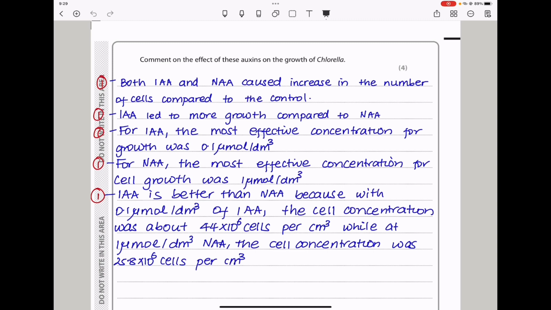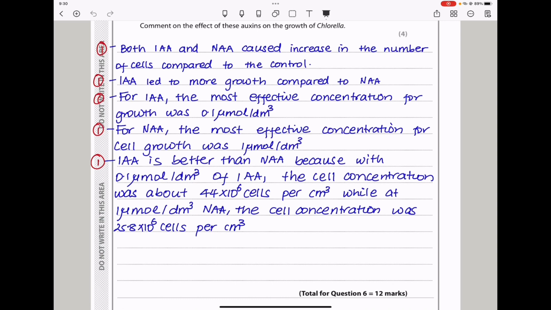So in conclusion, IAA is better than NAA because with 0.1 micromole per decimeter cubed of IAA, the cell concentration was about 44 times 10 power 6 cells per centimeter cubed, while at 1 micromole per decimeter cubed NAA, the cell concentration was 25.8 times 10 power 6 cells per centimeter cubed. So we can see you use a lower concentration of IAA, you get a higher number of cells in comparison to NAA. That is why IAA is better than NAA.